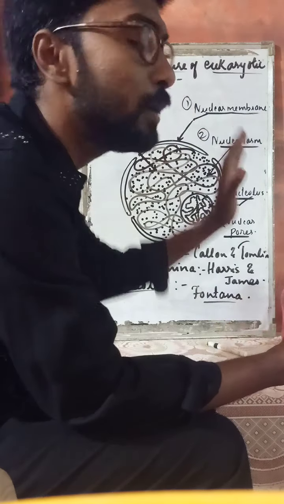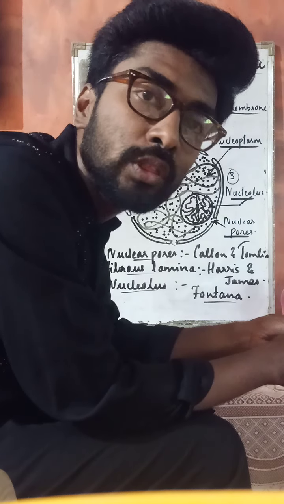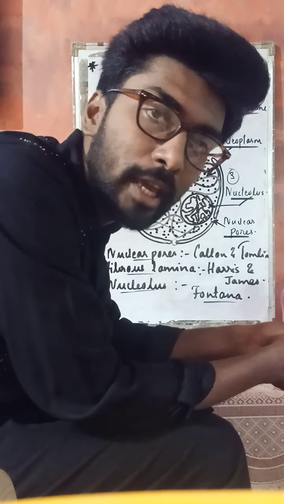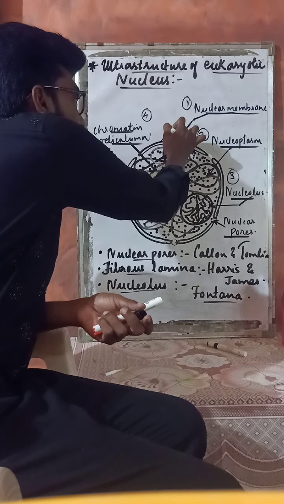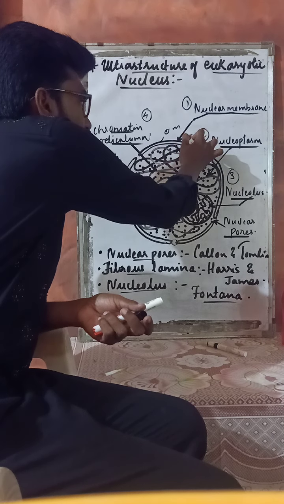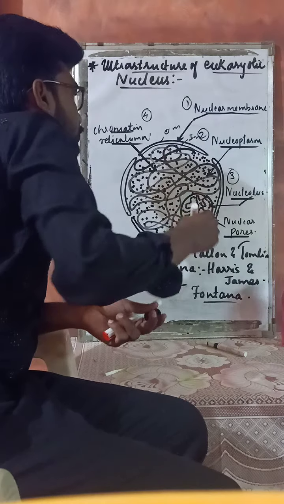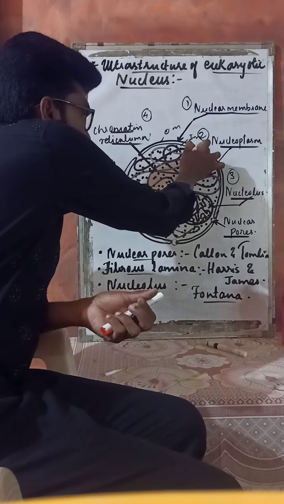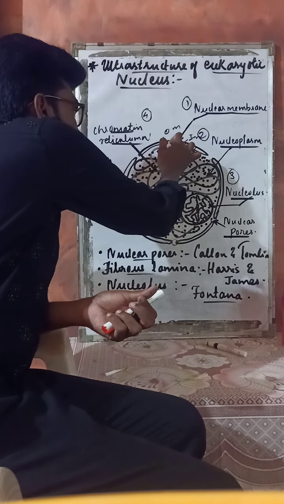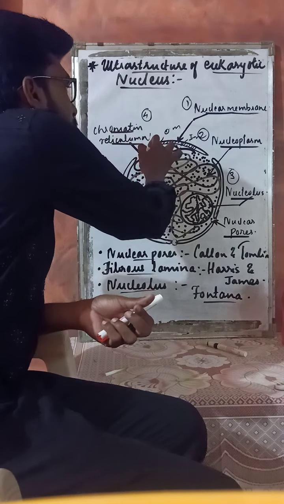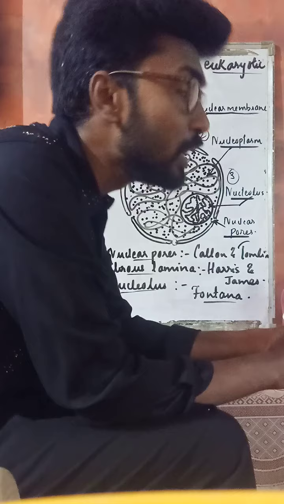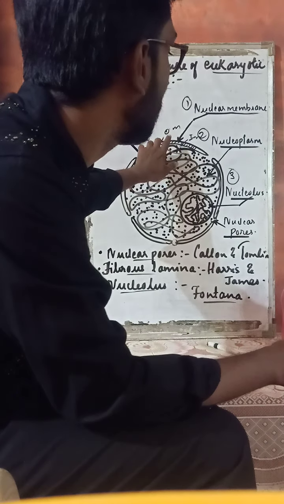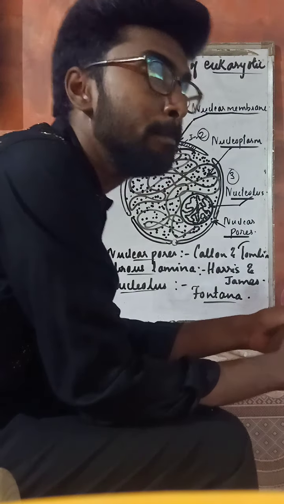Nuclear membrane is also called karyotheca, because it is a thick membrane. As it is a double layer membrane, one is the outer membrane and another is the inner membrane. The space present between the outer and inner membrane, can you see this? Yes. The space present between the outer and inner membrane is called the perinuclear space.